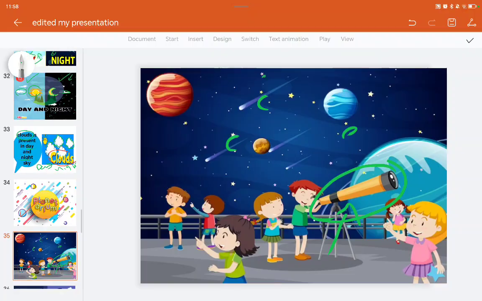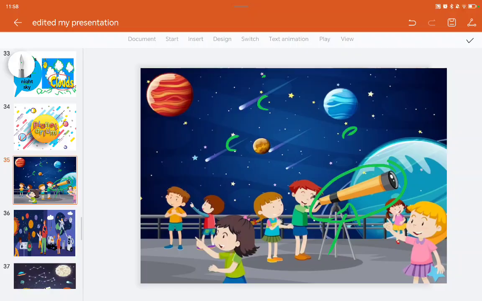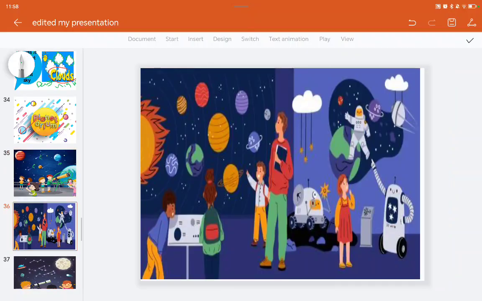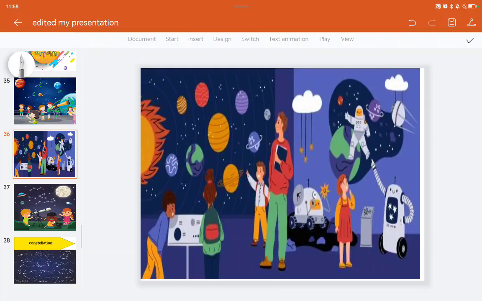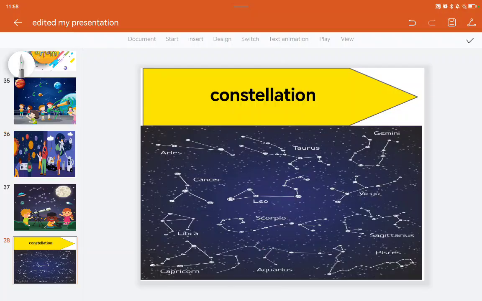Okay, so a planetarium is a place. The second word is constellation. What is the meaning of constellation? A constellation is a group of stars.